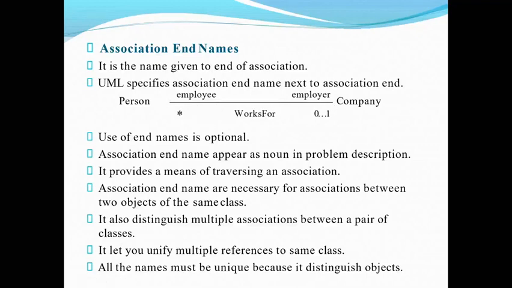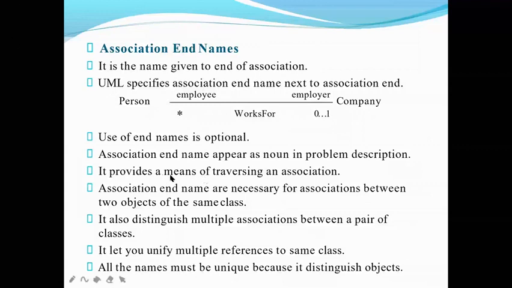Now what is your multiplicity? You can see here this is a multiple, the symbol star. Star is nothing but multiple. This is 0 to 1. So many persons can work for many companies also. Many persons can work for one company also. So here it is showing you the two types of relationship.